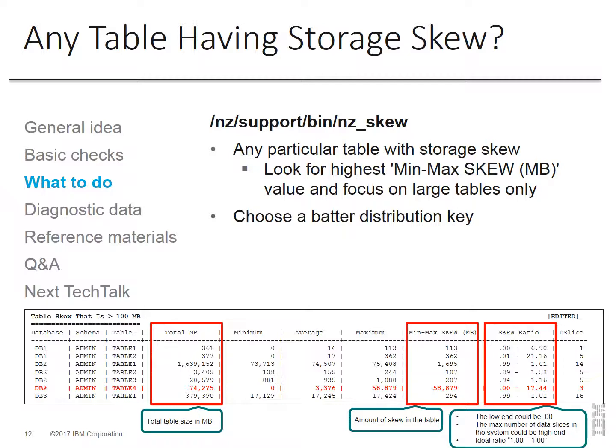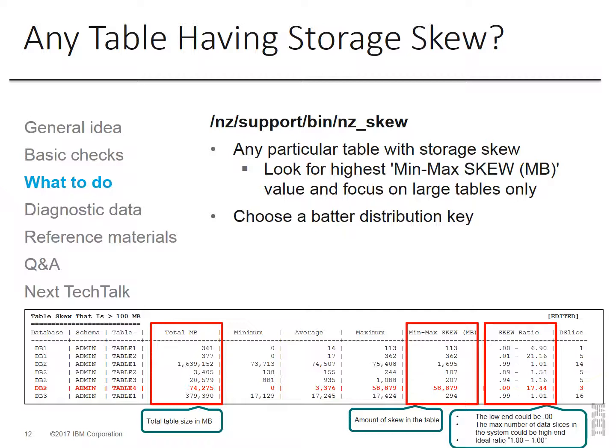It is possible one of the tables involved in the slow query has storage skew. You can gather information about a storage skew using the nz skew command. The top of the nz skew output shows the overall SPU disk utilization, but that's not the part you are looking at here. The bottom section of the nz skew output lists all tables on the system in which the largest data slice has 100 MB more disk usage than the smallest one. The 100 MB value is the default, but that can be overridden.